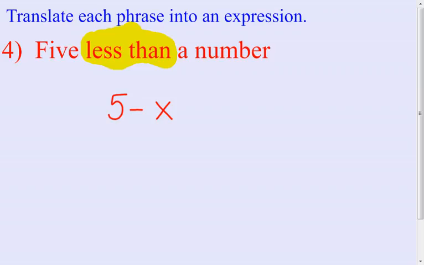Okay, but here's what I want you to think about. Let's say the number x was 12. If I write it like this, 5 minus 12, does that mean I'm taking 5 less than the number? No, it means I'm taking 12 away from the number 5. So when I want you to do 5 less than the number, that means I subtract 5 from the number. Don't subtract the number from 5. You know the quantity you're subtracting. You're subtracting 5.